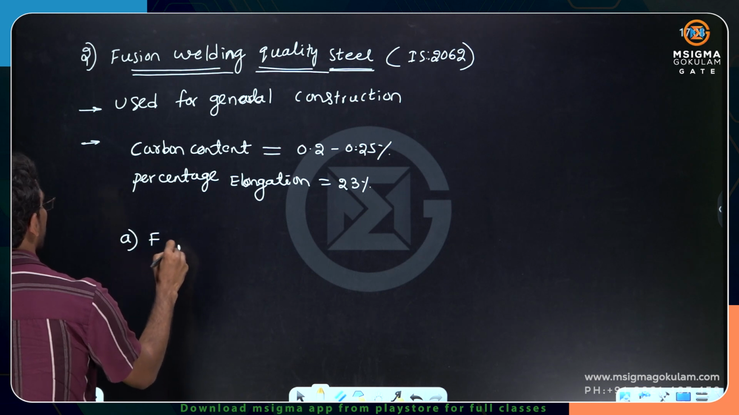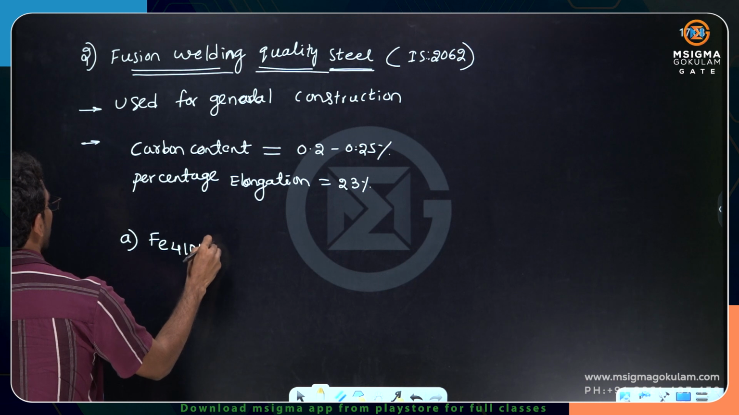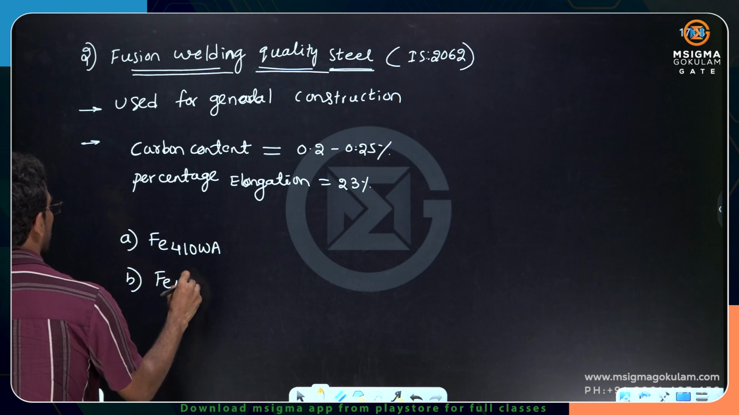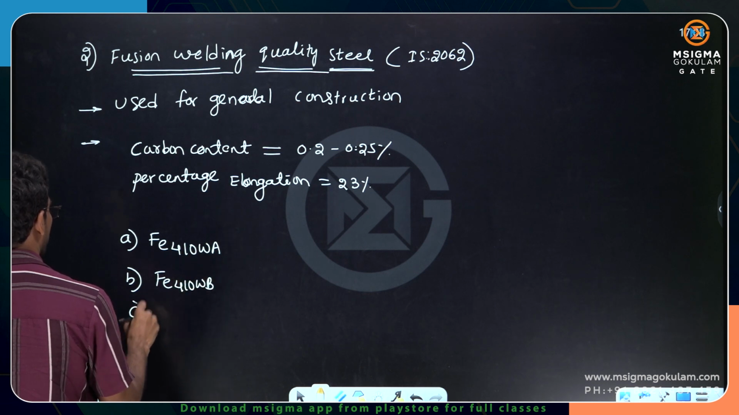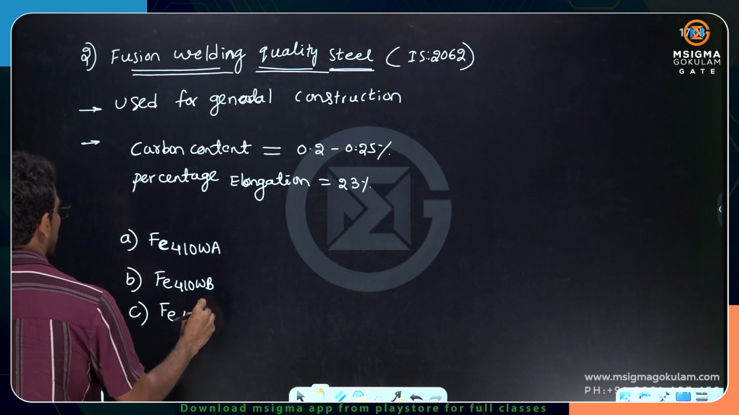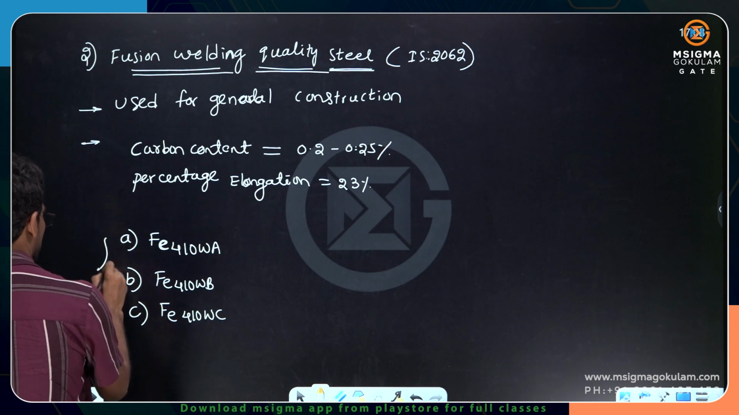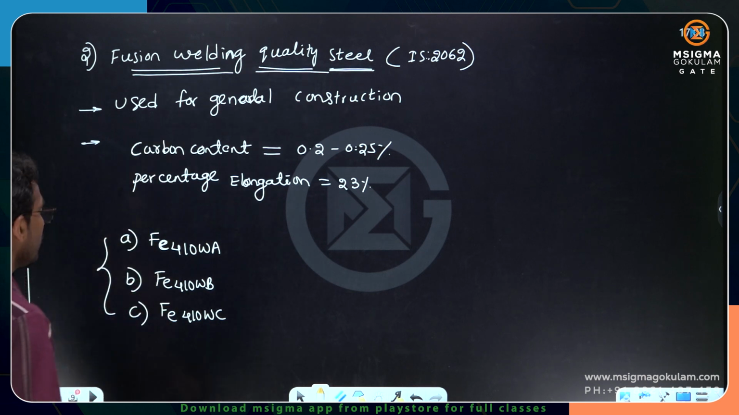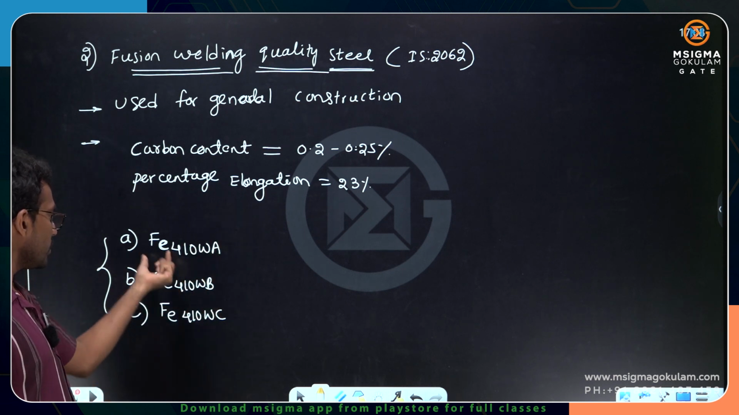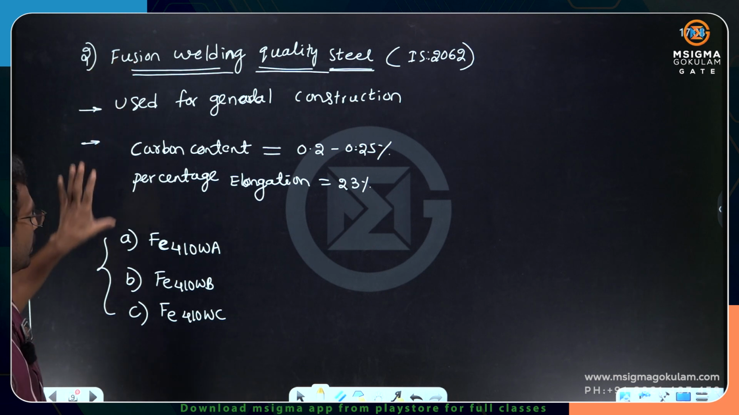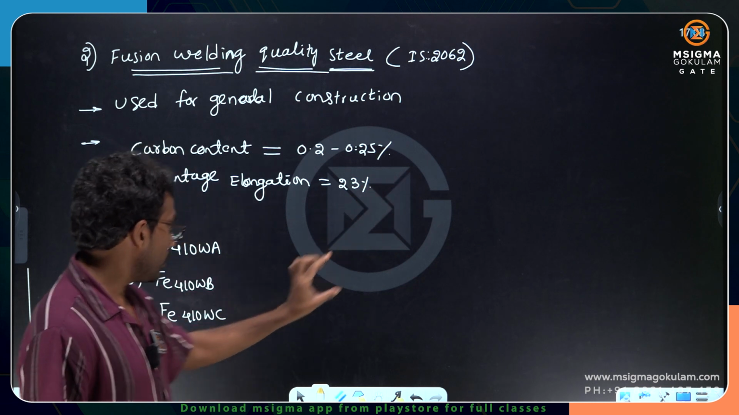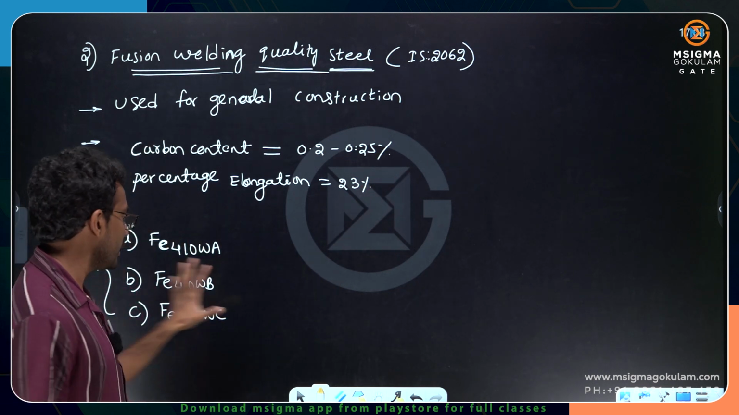So, we have Fe 410 WA, we have Fe 410 WB, we have Fe 410 WC. These are the three grades that are available in fission welding quality steel. W refers to welding, A is the grade, B is the grade, C is the grade. So, there are three grades in fission welding quality steel. A grade refers to the high weldable grade steel and C is the low weldable grade steel. That is what you have to understand.